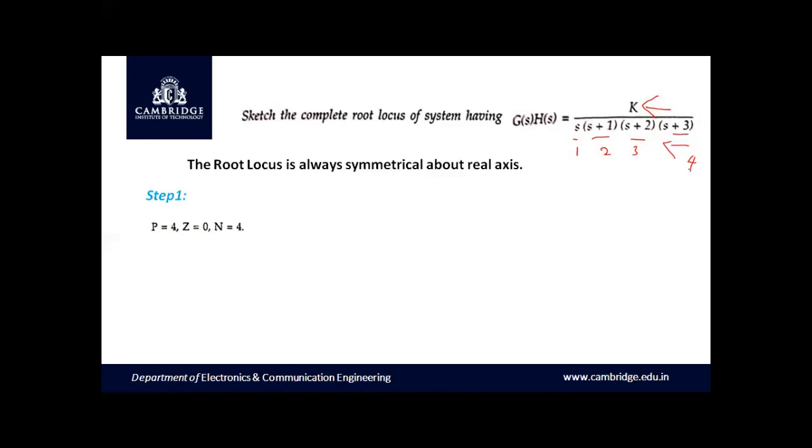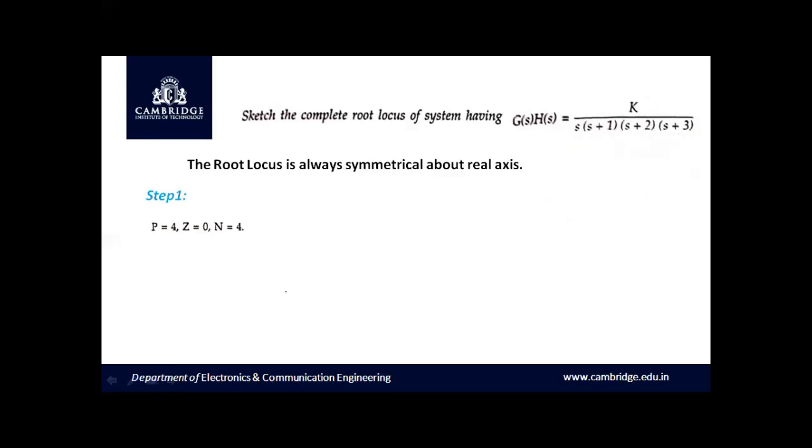We have already discussed that if P is greater than Z, then P will be equal to N. That is, the number of branches will be equal to P. Hence, N will be equal to 4 in this example. So we have collected a few of the general information from the given question.